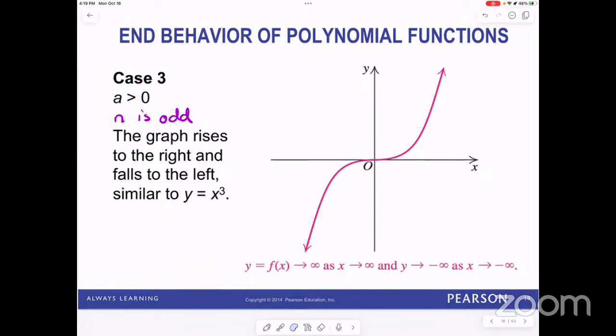And then finally, when our leading coefficient is negative, we're going to go down to the right. N is odd means the other side does the opposite, so we're going to go up to the left: down to the right and up to the left.